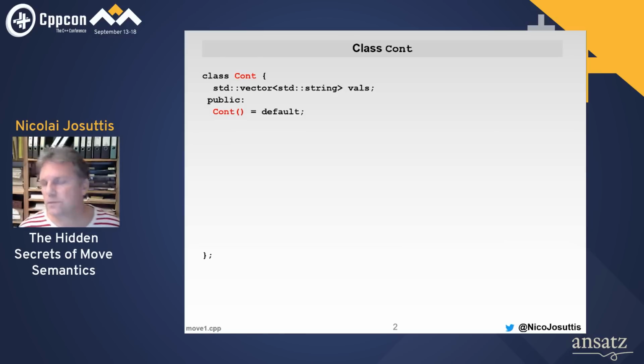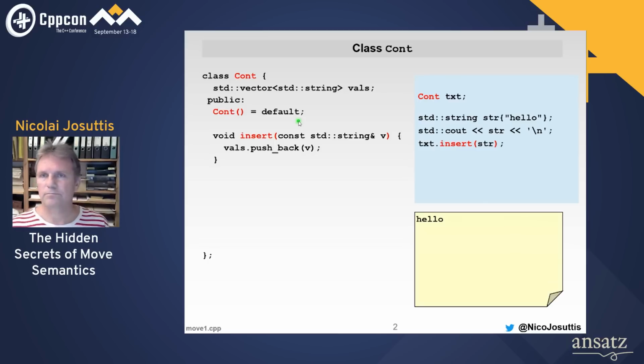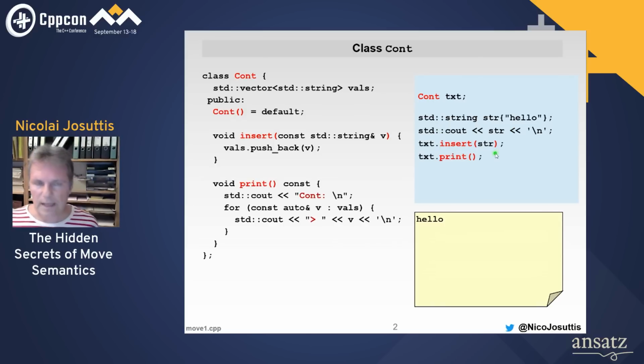This is a class Cont for container, internally using a vector of string. And yeah, with the default constructor, we can create the container, and of course we can insert some elements. Maybe we create a string, print out the string before we insert it, and then we print it out. And then let's print the whole content of the container, which in this case is only hello. So let's start with a few basics before we go into detail of Move Semantics.